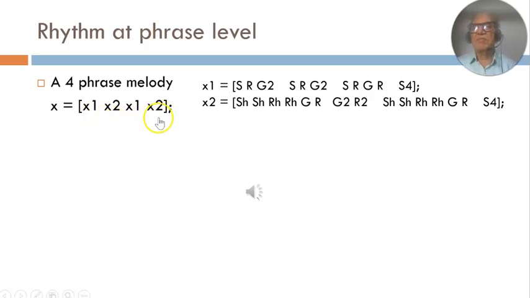And this is not the only possible way of doing it. You could have possibly done X1 followed by X1, then X2 followed by X1 and so on. Many combinations are possible, but you do whatever sounds good to the ear. Anyway, so let's see how this plays.